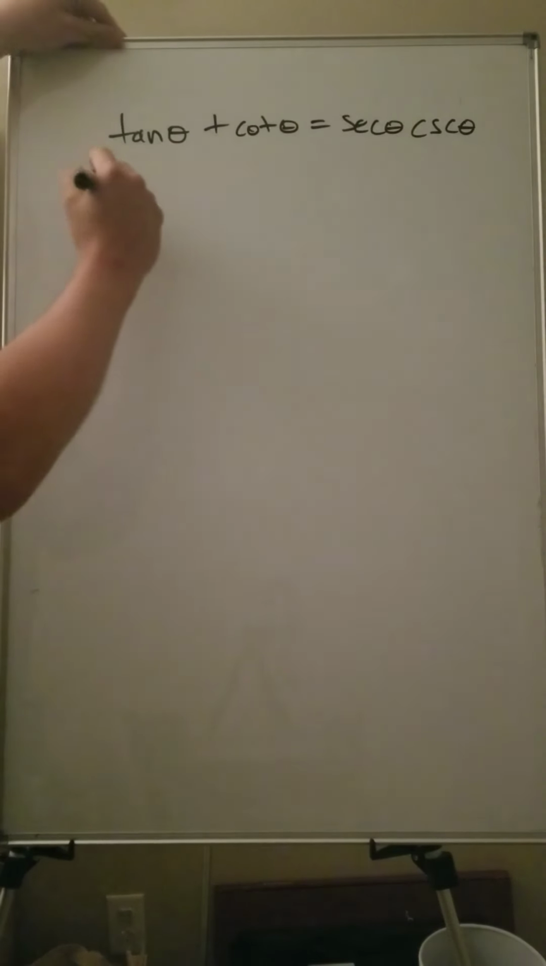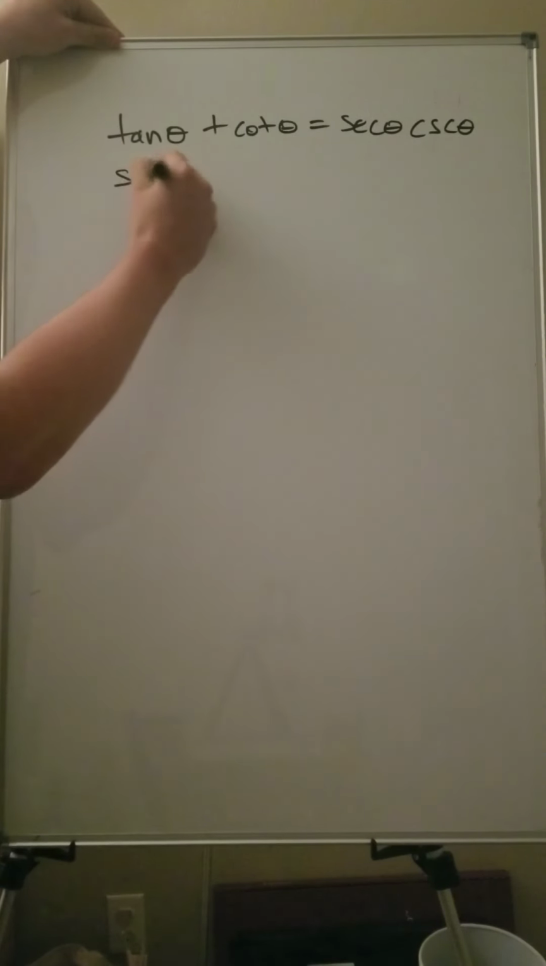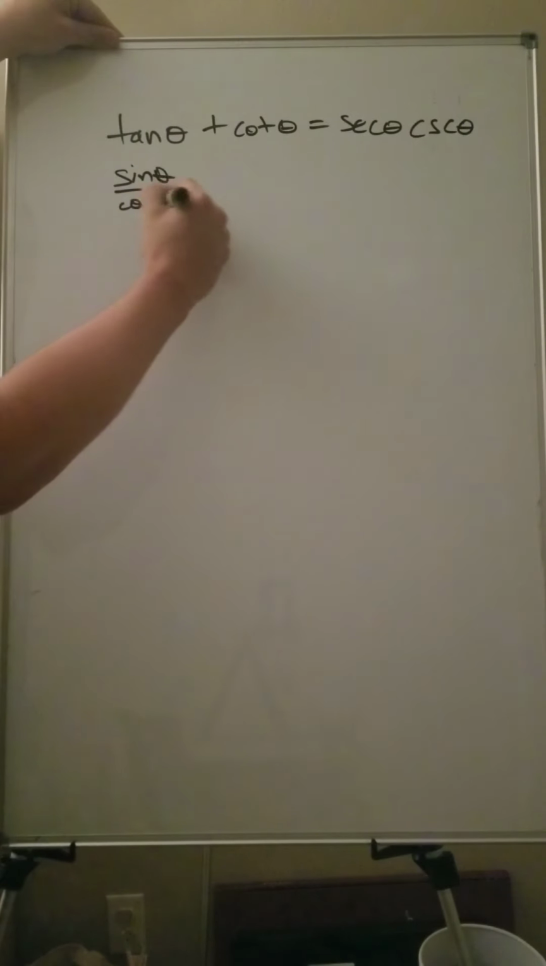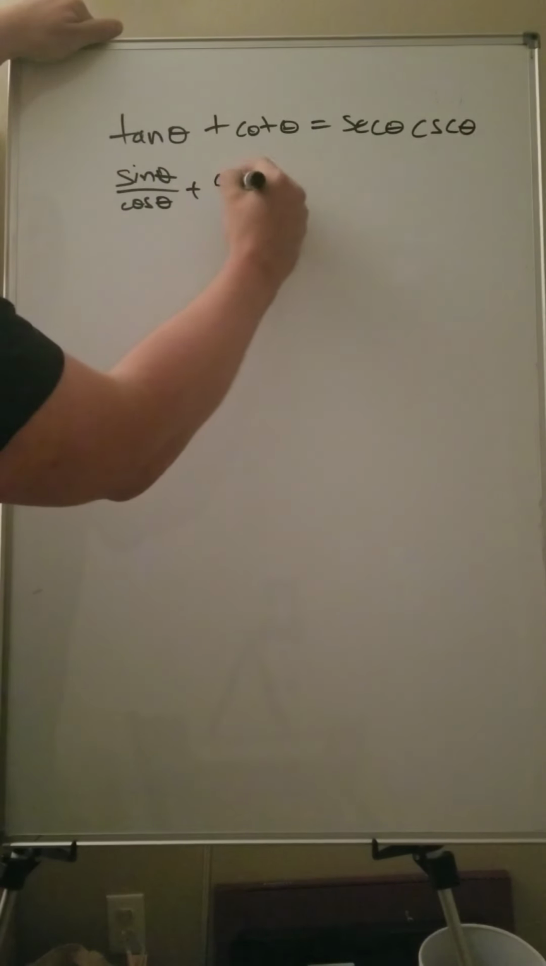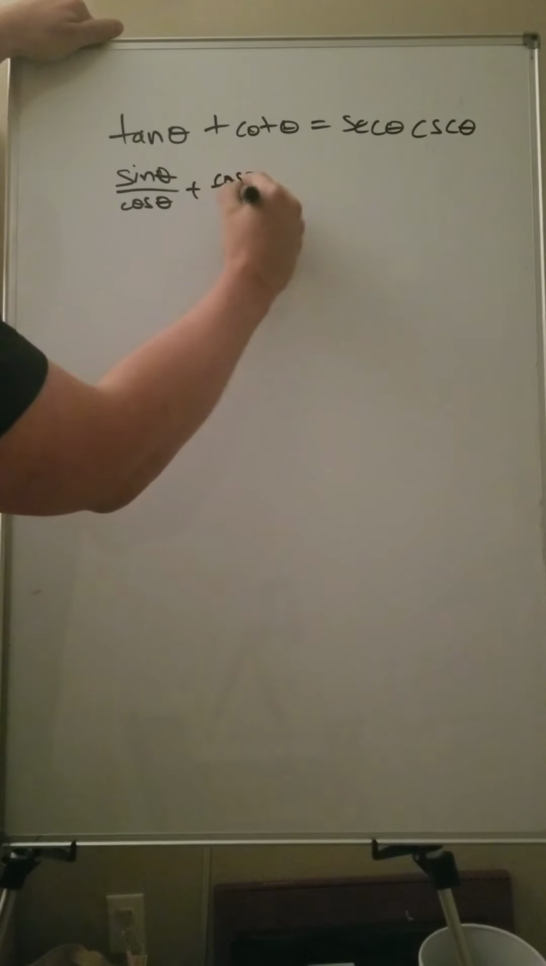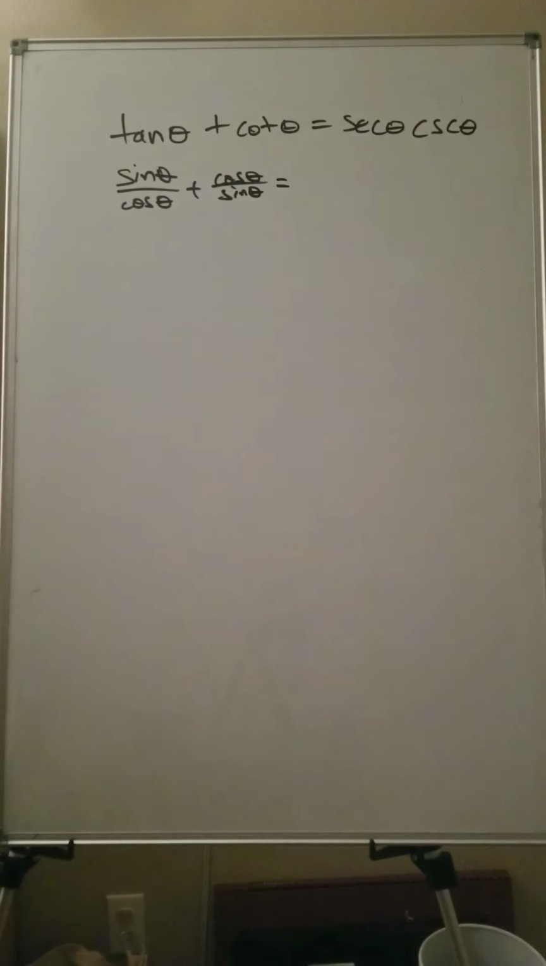So again, I'm going to work with the left-hand side. On the left-hand side, I have tangent of theta. I can rewrite that as sine of theta over the cosine of theta. Plus, this cotangent, I can rewrite that as cosine theta over sine theta.